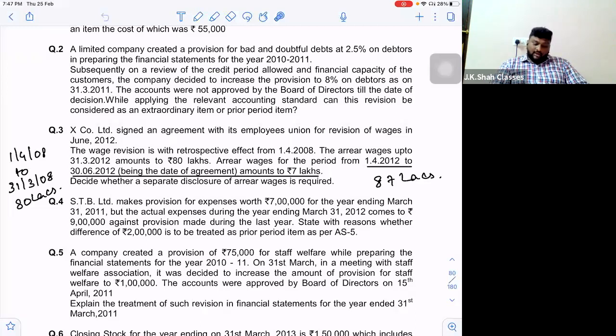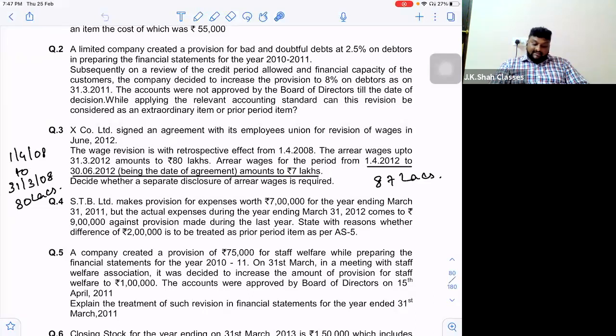The accounts were not approved by the board of directors till the date of decision. Now, if accounts are not approved by the board of directors, you can make this change accordingly. Because once your financial statements are approved by the board of directors, you cannot make such changes. Then these changes have to be accounted in the next year, not in these financial statements. We'll be learning about this in detail tomorrow when we start with AS4.